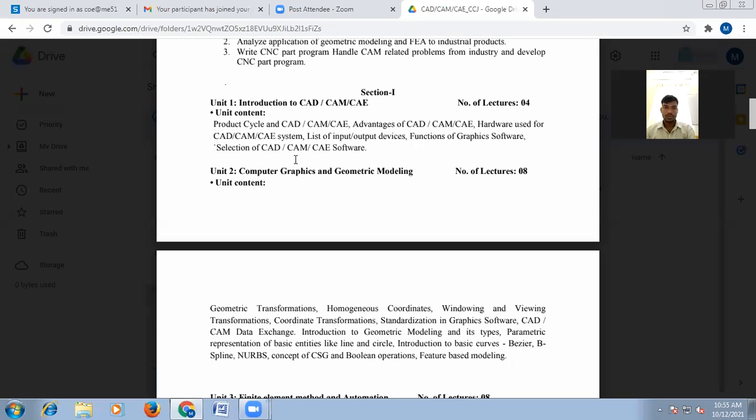Okay, so this is our first chapter, that is the introduction part of our CAD/CAM CAE, and that is a major important role of these CAD/CAM CAE techniques. Those techniques we should learn from this first chapter.